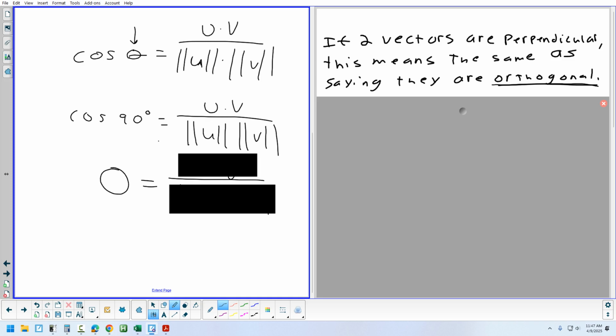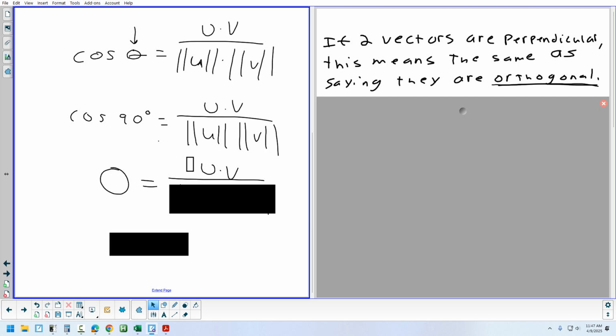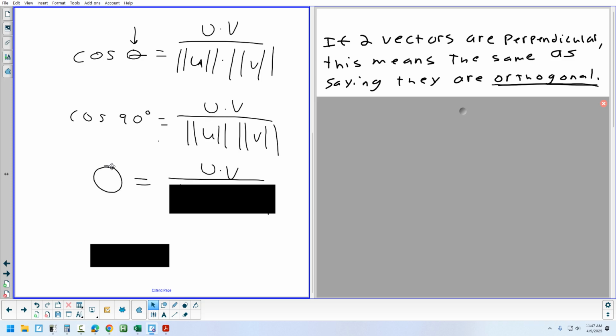How can a fraction ever come out to 0? If the top is equal to 0. The top has to be 0 for this entire fraction to equal 0. And in this case, what's in the top is the dot product. So when you are finding the dot product, if the dot product comes out to 0, it would make this entire fraction 0, which means this side would equal 0.